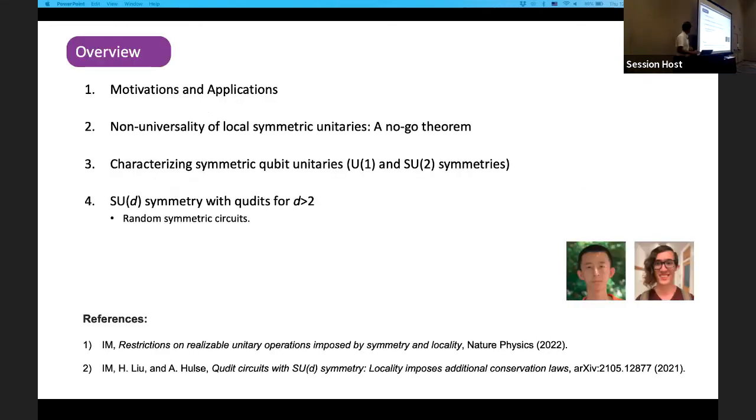Okay, so here is the outline of the rest of my talk. I will briefly talk about some motivations and applications for studying this problem. Then I will talk about a kind of surprising non-universality result. Specifically, I discuss the examples of U1, SU2, and SUd symmetries. And we will see a kind of surprising distinction between the case of SUd with d equal to 2 and d larger than 2. This talk is mainly based on these two papers. The second paper on SUd is joint work with two bright students at Duke University, Hanqing Lu and Austin Hulse. I think Austin is sitting somewhere in the audience.